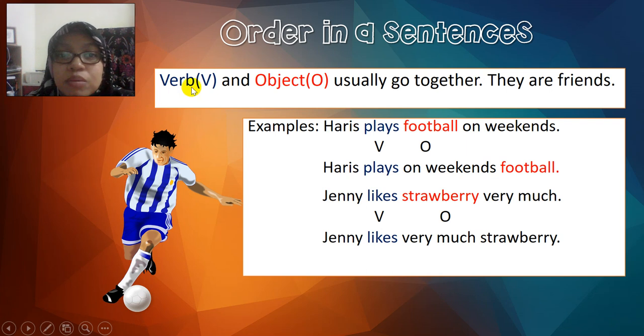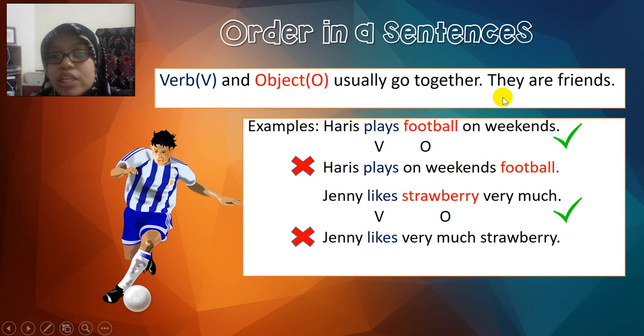Okay, first kali awak kena ingat verb dan object usually go together. Okay, biasanya dia bersama-sama. Sebab apa? Mereka berkawan baik. Awak tak boleh pisahkan dia. Okay, so verb dengan objek kena bersama.